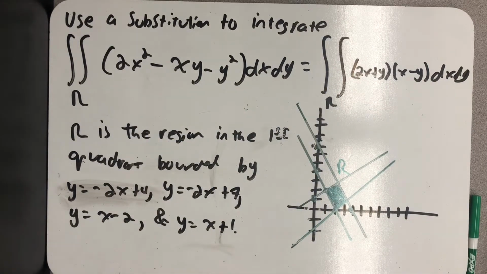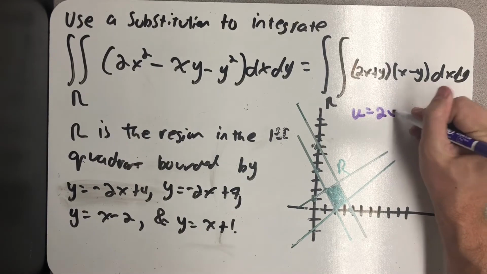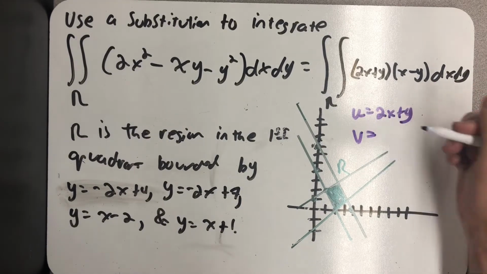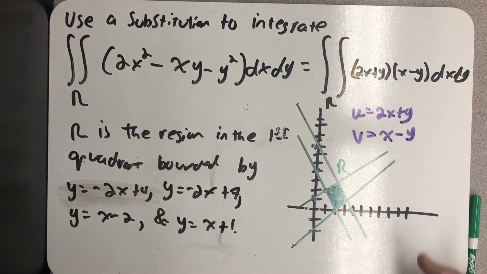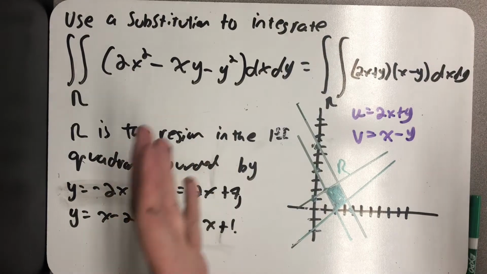All right, so I think this would be a healthy place for y'all to pause the video and see if you could guess what's going to happen next, what substitution I'm going to suggest. Okay, so let's see. I'm going to use the substitution u equals 2x plus y and v equals x minus y. Well, number one, because u times v is going to be easy, I hope, to integrate.